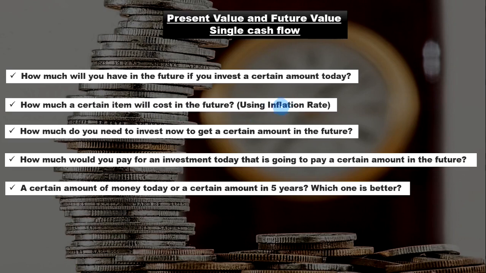And another common future value question would be how much a certain item will cost in the future. And we normally use inflation rate to do that. So you want to buy something that costs $5,000 today, but you can't pay for it now. So you want to buy it, I don't know, in 7 years. That item costs a certain amount of money today, but it's not going to cost the same in 7 years. So how much will that cost in 7 years? We use inflation rate to do that.